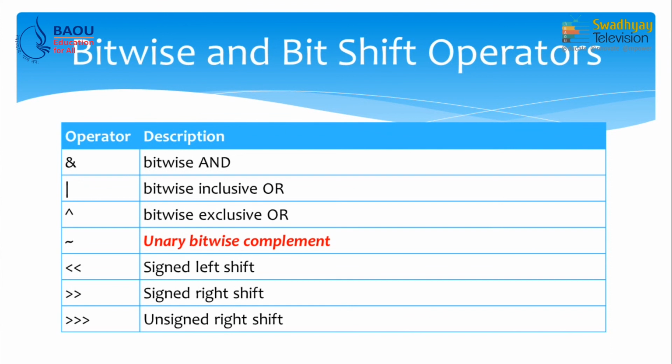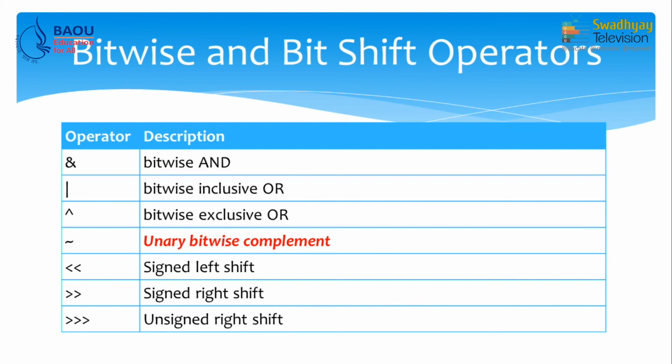The rest of the operators shown on screen are also known as bit shift operators, because they actually shift the bits from their position. For that, we have signed left shift, signed right shift and unsigned right shift. So, these are called bitwise operators and bitwise shift operators.